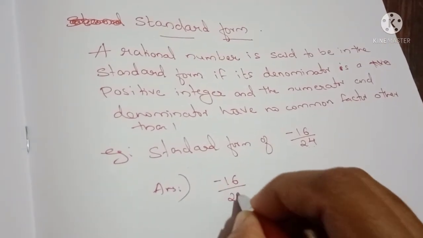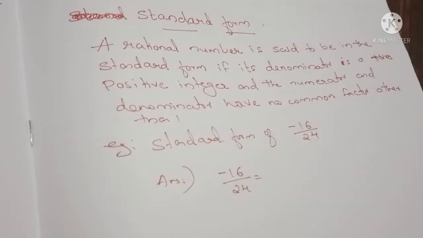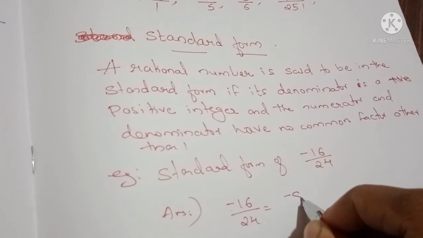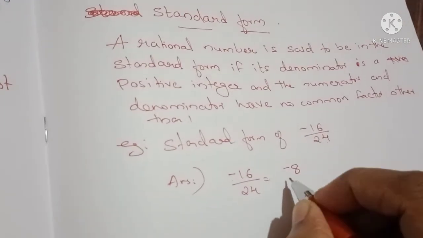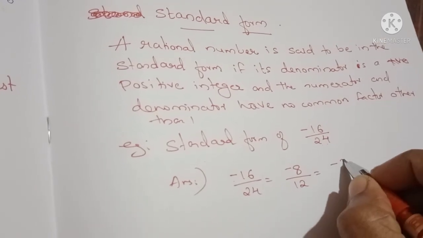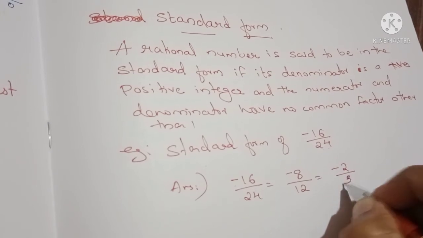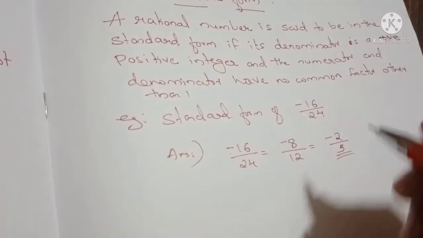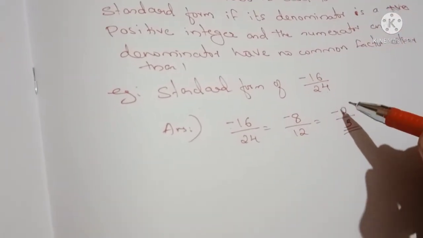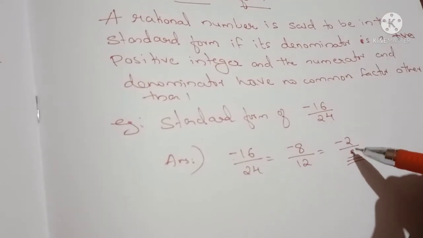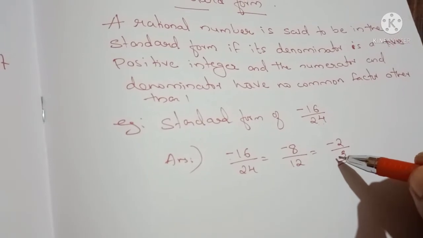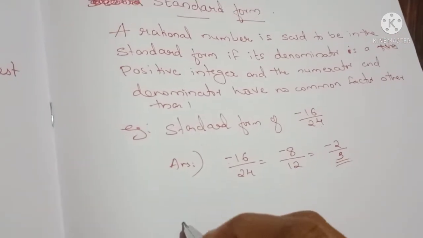Minus 16 by 24. We can cancel with 2. When you cancel 16 with 2, you get minus 8 by 12. Again we can cancel with 4. So minus 2 by 3. This is the standard form of minus 16 by 24. When you check, 2 and 3 have no common factor other than 1, and also the denominator is a positive integer. Okay, now we can check one more number.